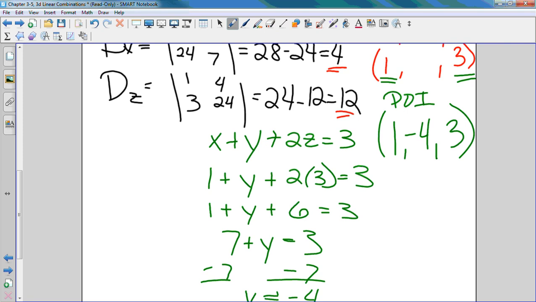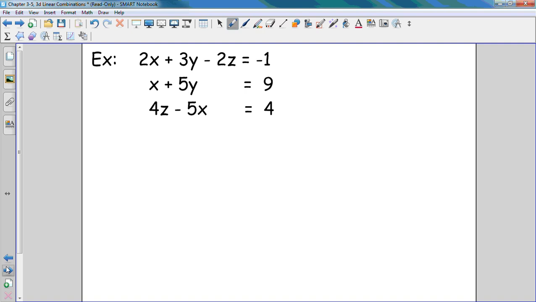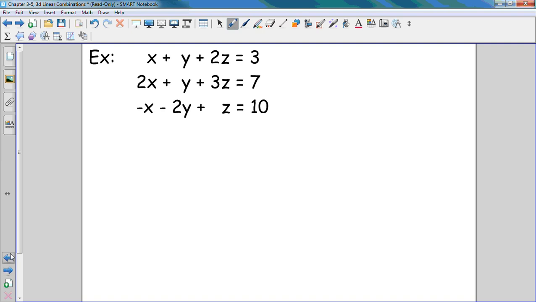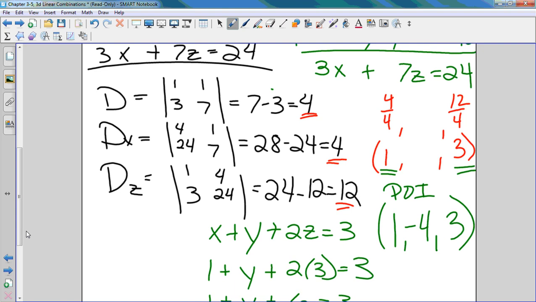I think I got confused because I tried to eliminate my x's and then I got lost and forgot what to do. Well, let's do another one. Or that's the same one. Well, yeah. Okay, let's go back. Let's go back to the first problem.